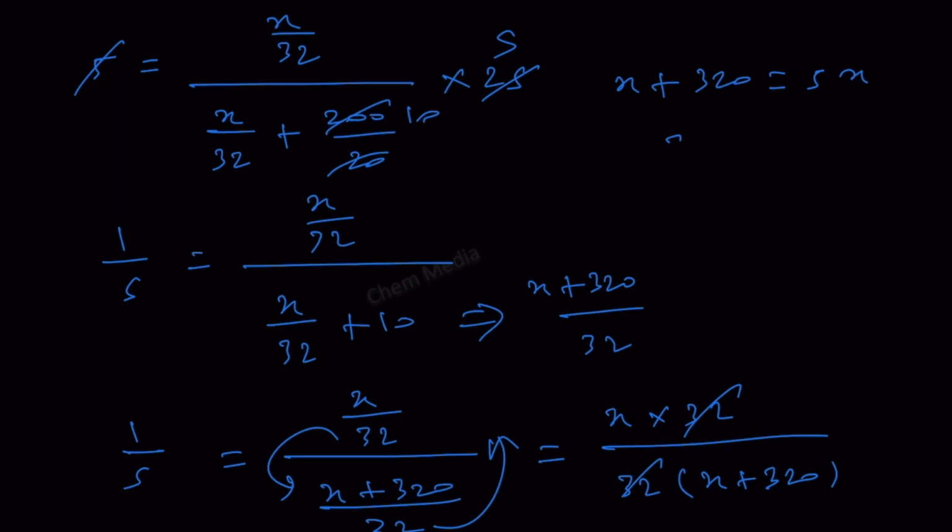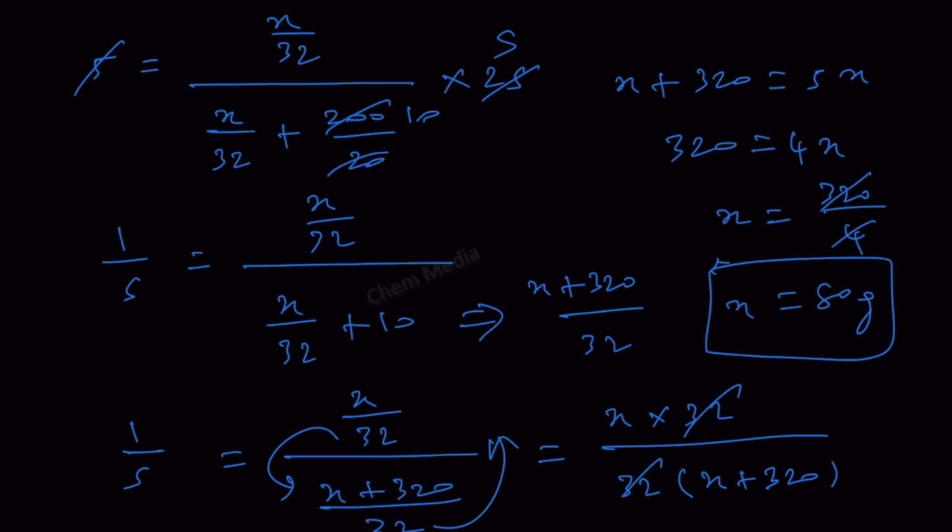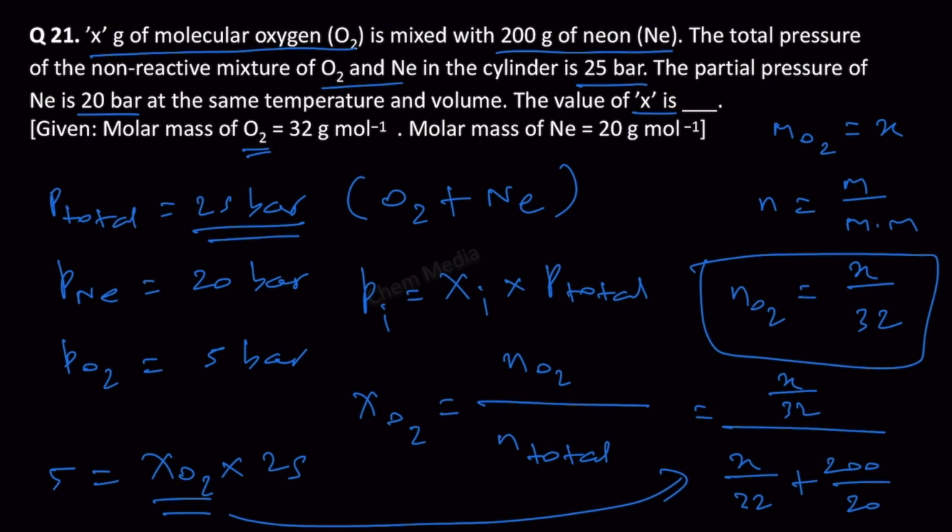So therefore 320 is equal to 4X, therefore X is equal to 320 divided by 4, and that would be 80. So 80 gram. That is the correct answer. So therefore, the value of X is AD.